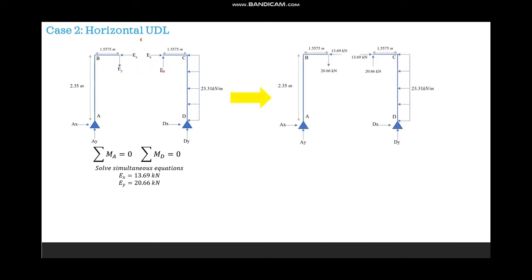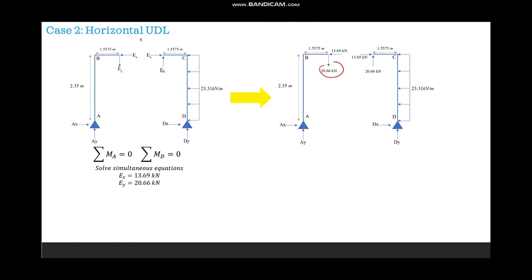Then for case 2, we have our horizontal UDL, and we're doing something a little bit different, explained by Shri in his tutorials. And we are splitting the section here right in half. So this whole length is 3.115. So this is half of that. This is half of that. And what we are doing is using equilibrium of moments at A and D, and using simultaneous equations for these two, because we're going to have two equations in terms of EX and EY. We can use simultaneous equations to solve for those reactions.